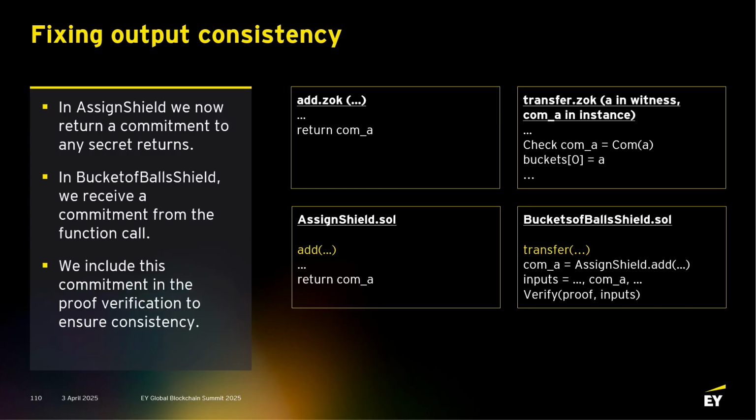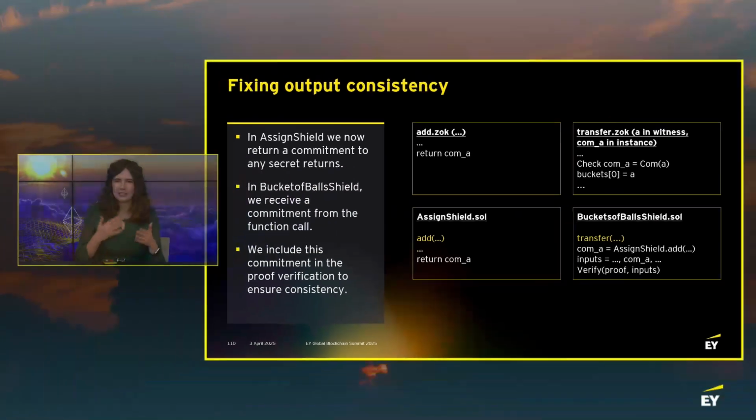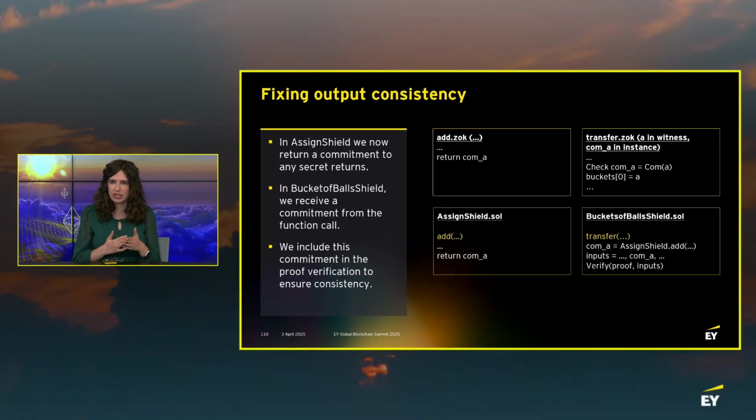Then inside the shield contracts, what we can do is call assign shield.add. It will output the commitment. This commitment will be the correct output because this will have been checked in the add proof verification, and then we can put that inside our instance and do the transfer proof verification. And because, again, the same commitment is used in the instance for both proofs, this ensures we have the output consistency.